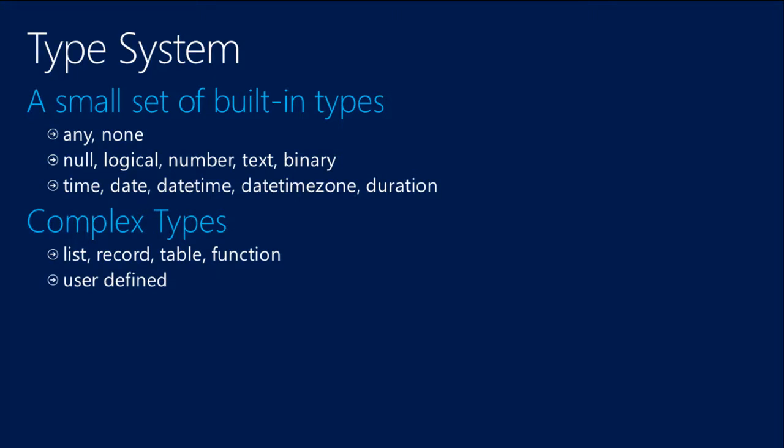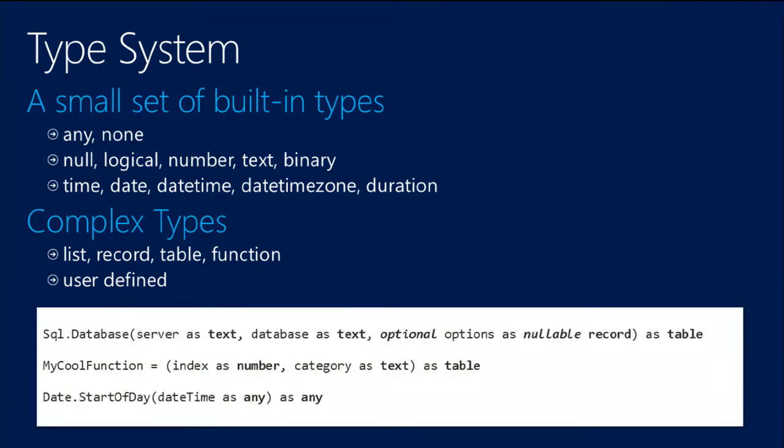Our only explosion around types is around dates and date times. You can see we have quite a few here, and that's really to represent how complex those data types are. We also have more complex types, such as lists, records, tables, and functions. And we also allow users to define their own.